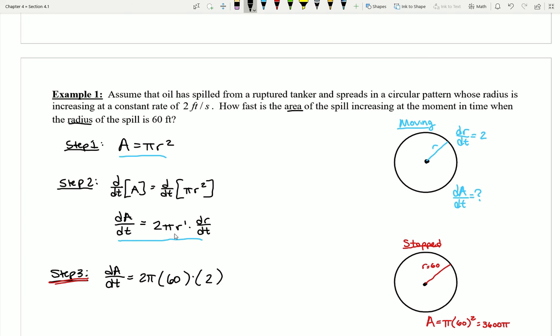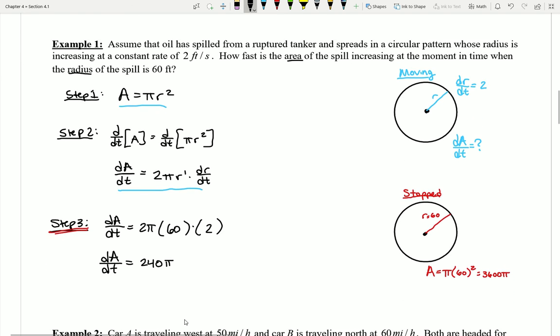Notice that we've replaced all the values over here on the right, and so we can successfully calculate the value of dA/dt. And so we can see here that dA/dt is going to be 4 times the 60. It's going to be 240 pi. And again, I'm going to leave that as an exact value. So don't round that off. Don't type that into the calculator.